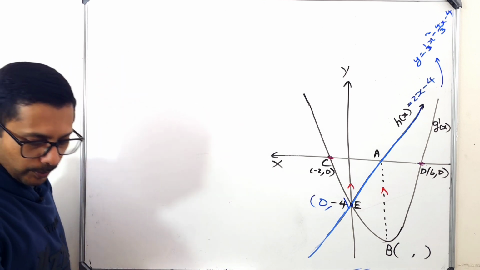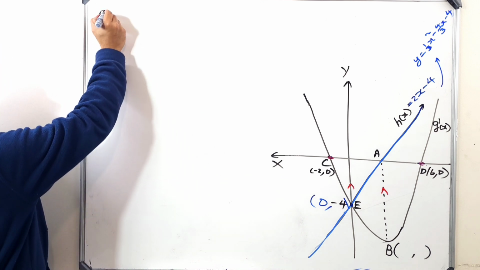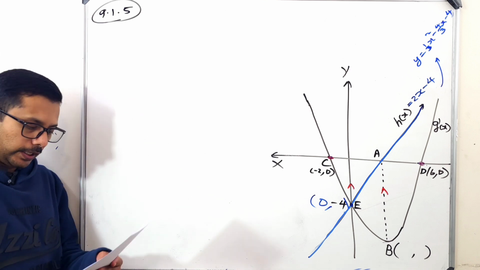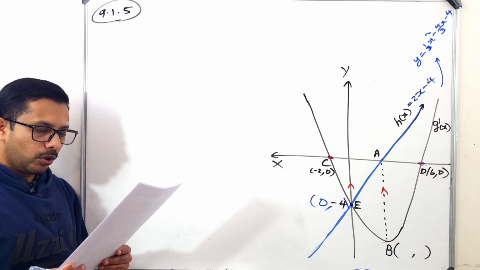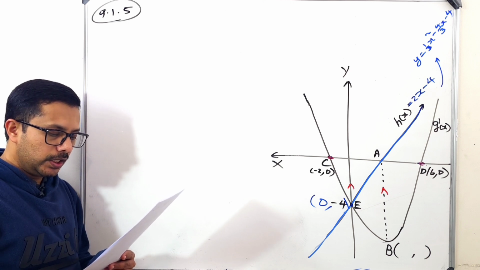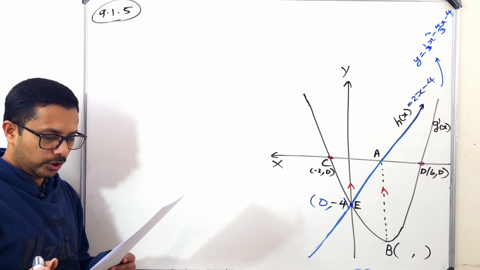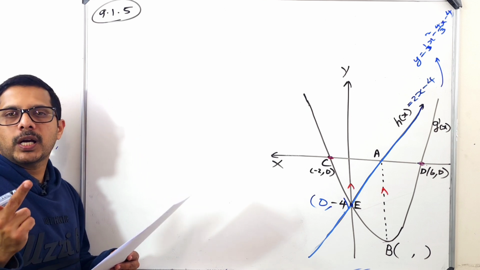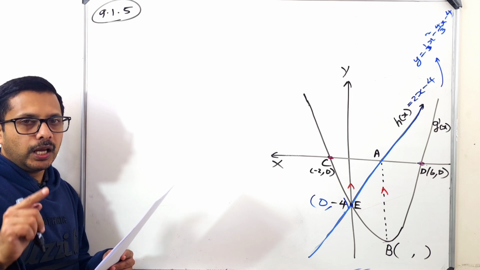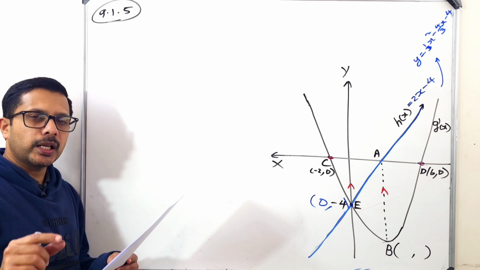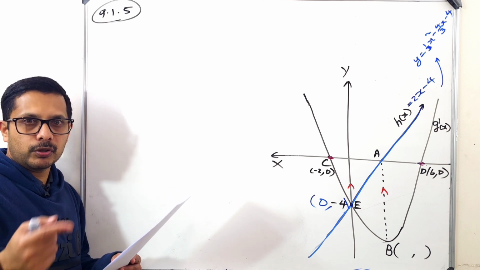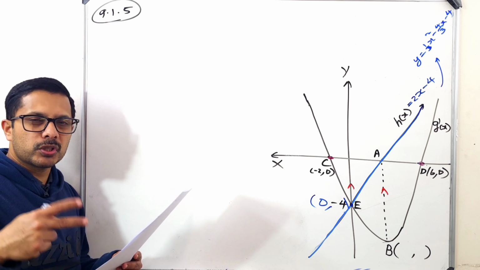Now question number 9.1.5. What is that question? Look at that question. Explain why g has a local maximum at x is equal to minus 2. However, it's only 2 marks, guys. So listen very carefully to this question. I'm going to explain it in detail, but at last I will tell you how to write it when you have a question like this in your exam.